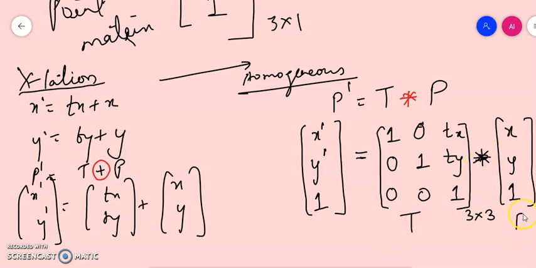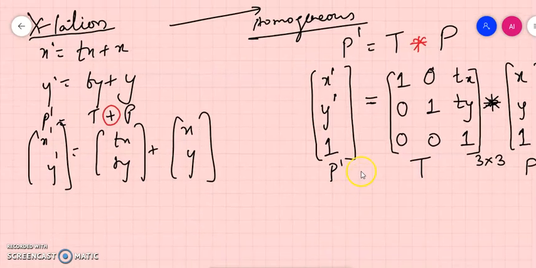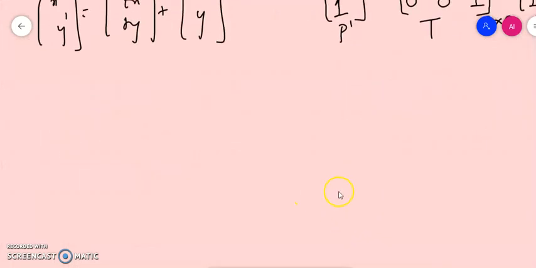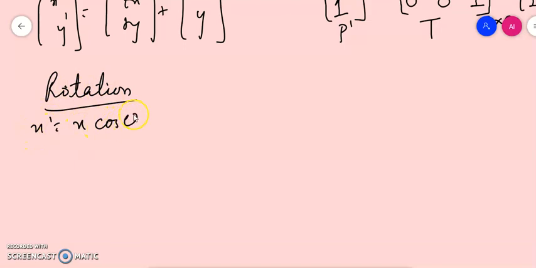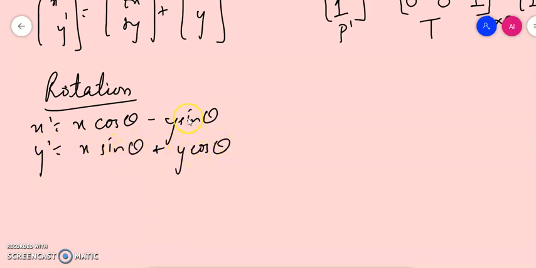Okay, so T multiplied by P will give me the output, that is P dash. Now we change it to translation. Since we have done with translation, now we start with rotation. For rotation, as we have already seen, x dash is equal to x cos theta minus y sin theta, and y dash is equal to x sin theta plus y cos theta. So this is the matrix and this is the formula.